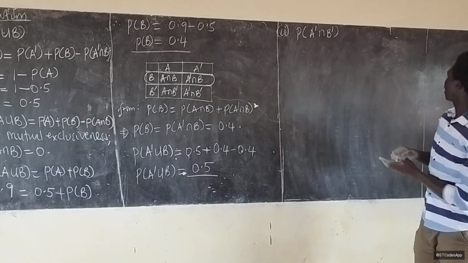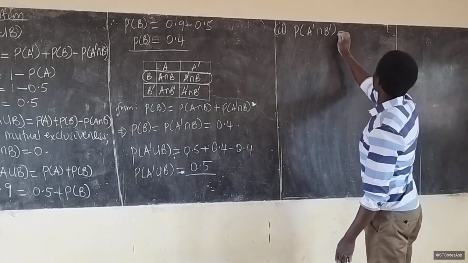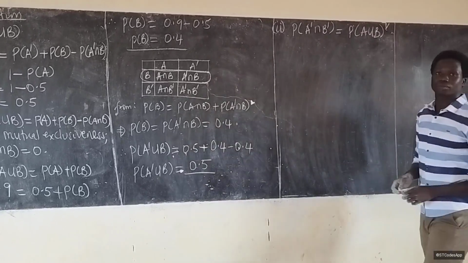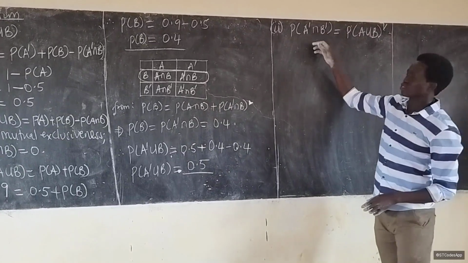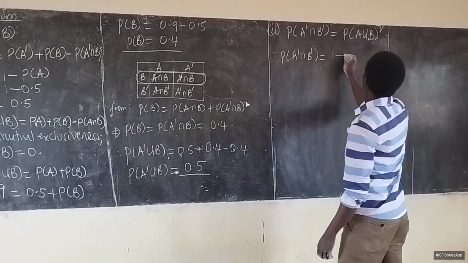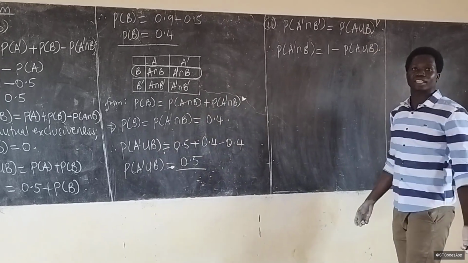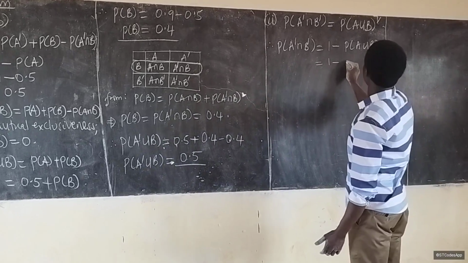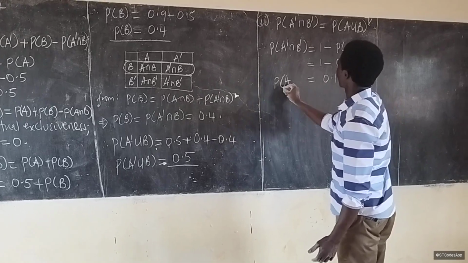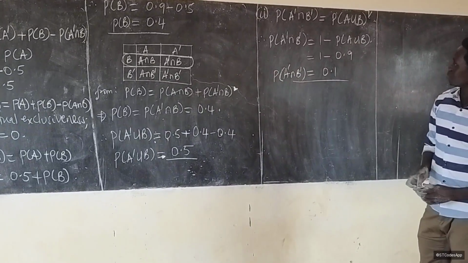But let's make our head run very fast. Probability of A prime intersecting B prime is the same as probability of A union B, the whole thing prime. That is the same as this. So therefore, probability of A complement intersecting B complement becomes 1 minus probability of A union B. Yes, as simple as that. So this becomes 1 minus probability of A union B, 0.9, and the answer here becomes 0.1. Probability of A complement intersecting B complement is actually 0.1. That one comes out simply like that.